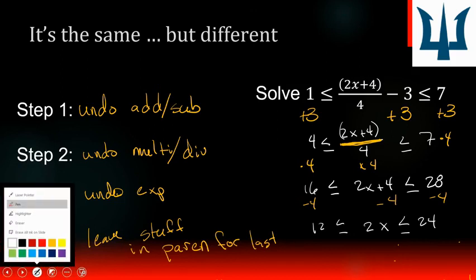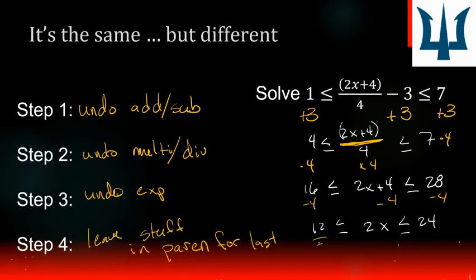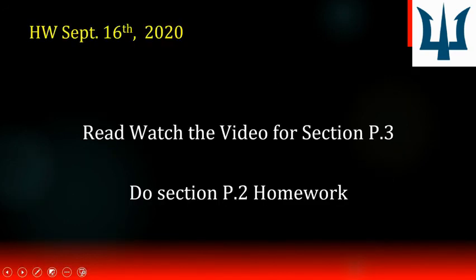After that, I have to get rid of that 2, so I'm going to divide everything by 2. And I'm going to get that x has to be 6 is less than or equal to x is less than or equal to 12. We could write that in interval notation as 6 to 12 inclusive on both sides. So hopefully that review is helpful.